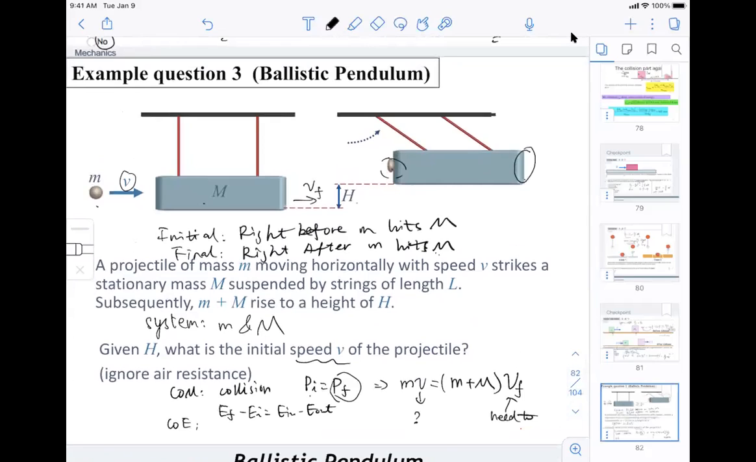Okay, so for the energy problem, you can see you have a height. Whenever there's a change in height, I want to include potential energy. So I'm going to say little m and big M and the Earth are going to be my system for the energy part. Final energy: they stopped, so no kinetic. They're at a height above, so there's some potential energy, right? So finally, it's (m + M) g h, at a height h, that's your gravitational potential energy.